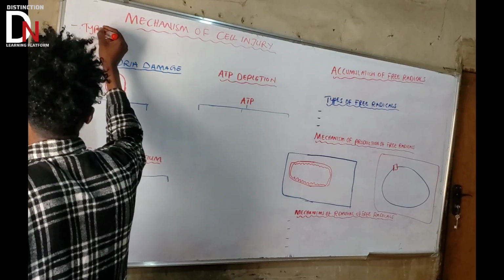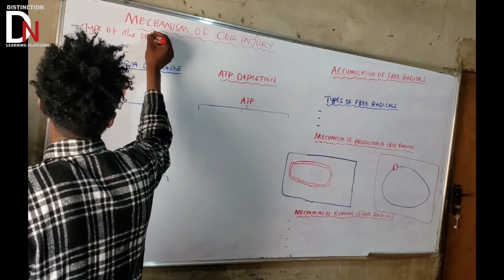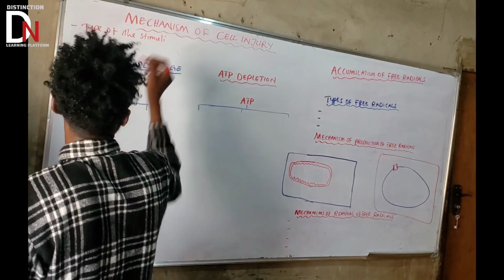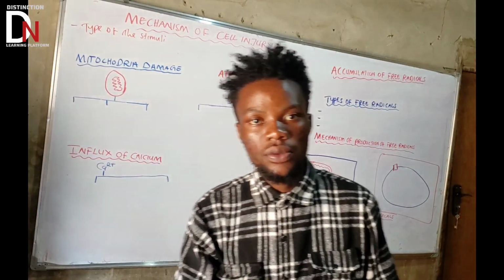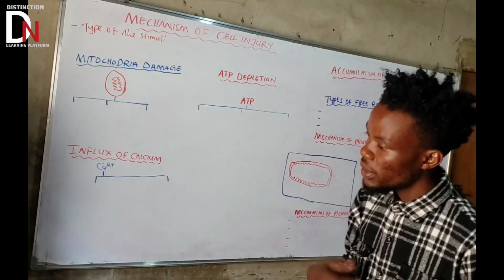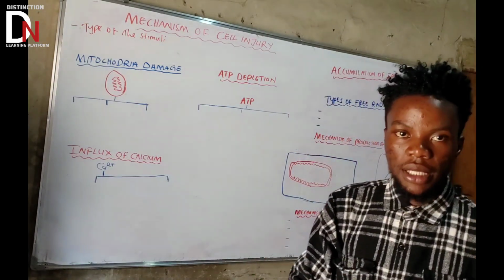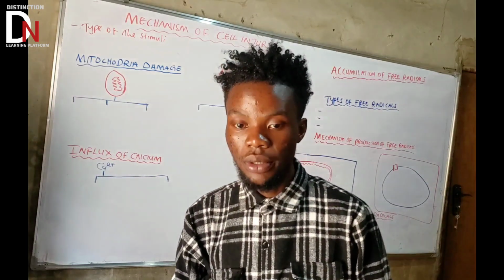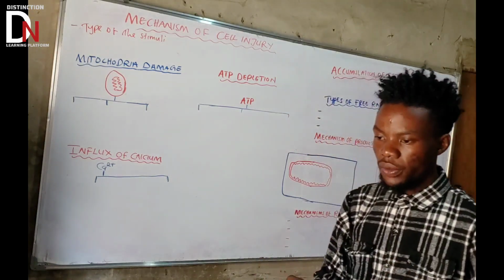The type of the stimuli that the cell is exposed to will cause various mechanisms that we'll talk about. The type of stimuli is very, very important. Also, the duration of the stimuli as well. So why am I talking about that?